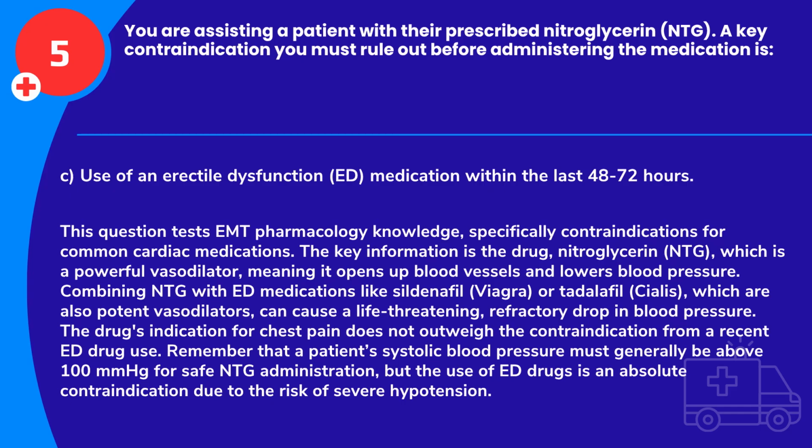This question tests EMT pharmacology knowledge, specifically contraindications for common cardiac medications. The key information is the drug nitroglycerin, NTG, which is a powerful vasodilator, meaning it opens up blood vessels and lowers blood pressure. Combining NTG with ED medications like sildenafil, Viagra, or tadalafil, Cialis, which are also potent vasodilators, can cause a life-threatening, refractory drop in blood pressure. The drug's indication for chest pain does not outweigh the contraindication from a recent ED drug use.